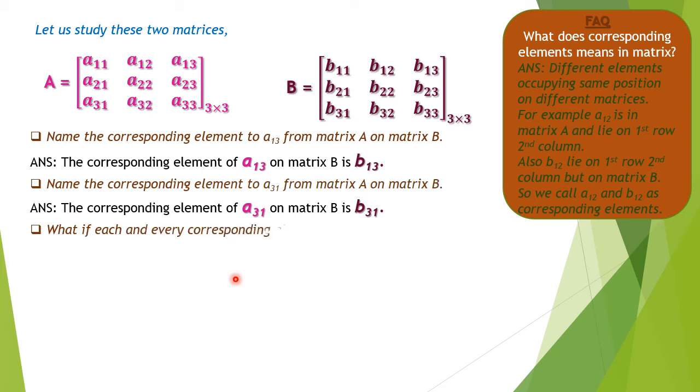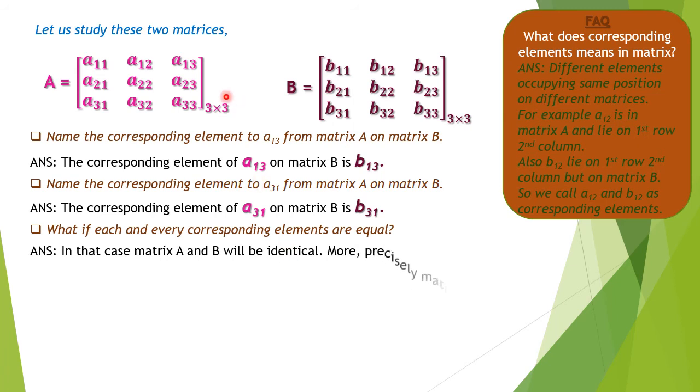What if each and every corresponding elements are equal? Now there is one question for you. What if each and every element is equal? The answer is, in that case, if each and every element is equal, so if A11 is equal to B11, or in the same way A33 is equal to B33, all elements are equal, then we can say that A and B are identical matrices, they are the same matrix, and more precisely matrix A is equal to matrix B.